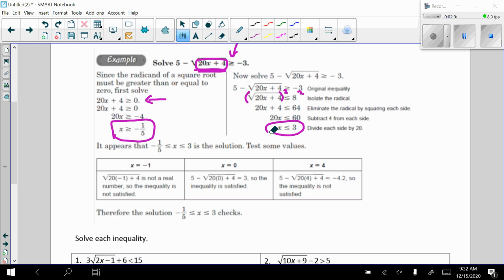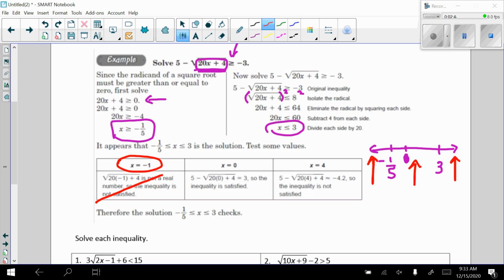So now what we're going to do is test values. If you think about the number line, we have negative 1/5 here. Usually I like to put 0 on the number line. And then we have 3 over here. We can choose values to the left, between, and to the right of our values, and we can test them. In this example, they chose -1 as the value to the left of negative 1/5. When you put -1 in, it doesn't satisfy this inequality. We get a negative number under the radical, so that is not part of the solution.